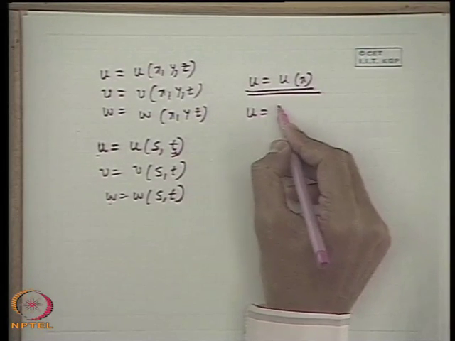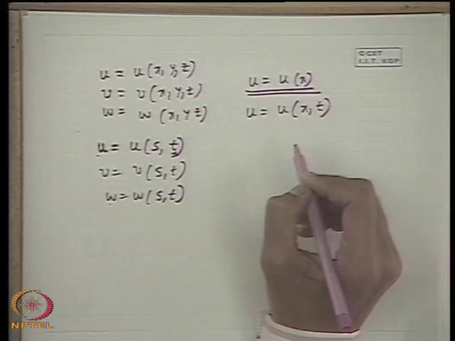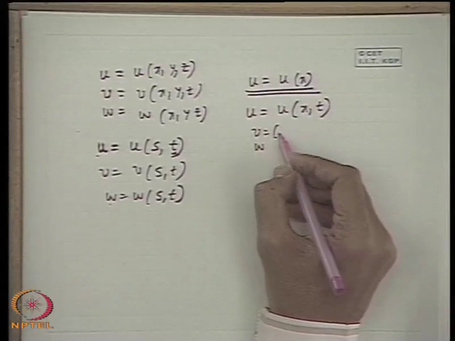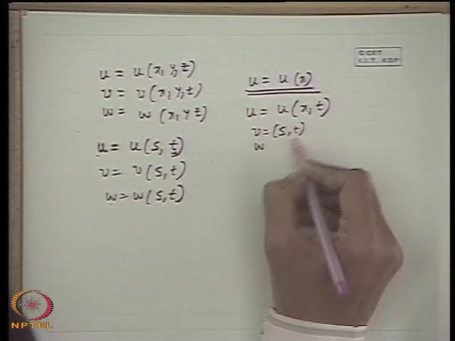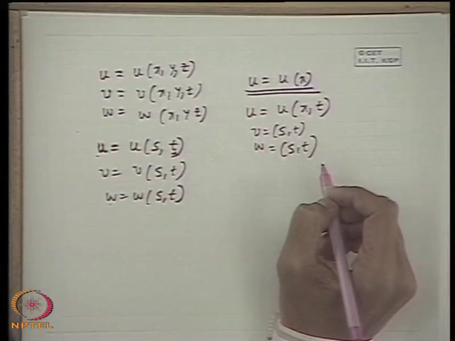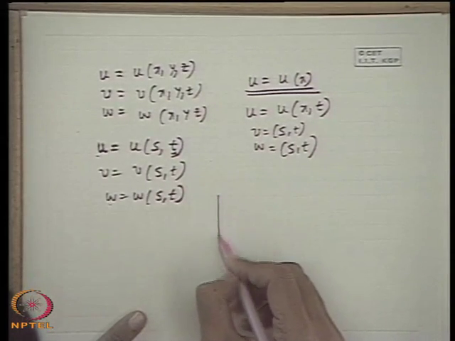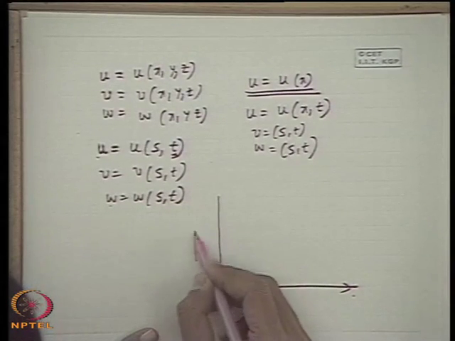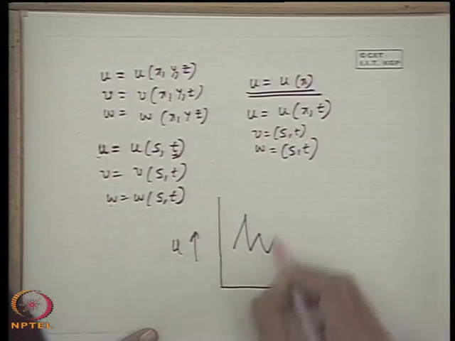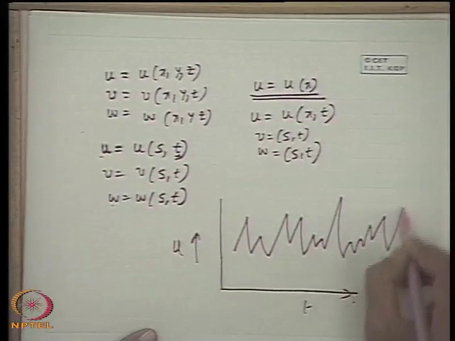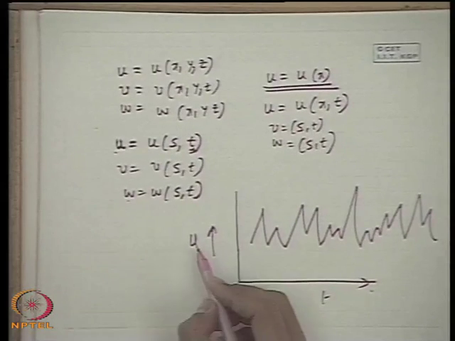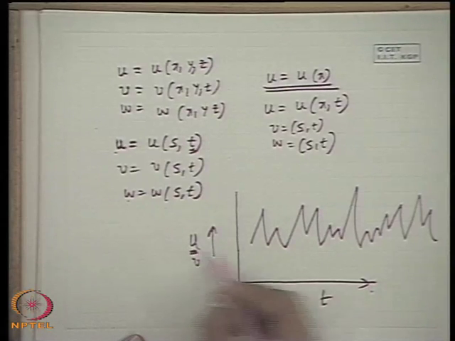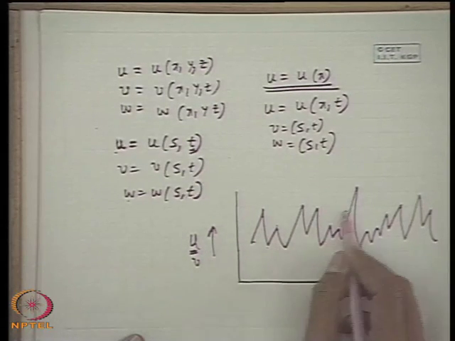But in case of one dimensional turbulent flow, the velocity will be a function of t, and there will be a fluctuating component of v, which is also a function of the space variable s and t. If we want to show u versus t, we will see an irregular fluctuating component. Similarly, if we plot v with t, we will see the same irregular fluctuating component. That means at any point the velocity components exhibit irregular fluctuations with time.